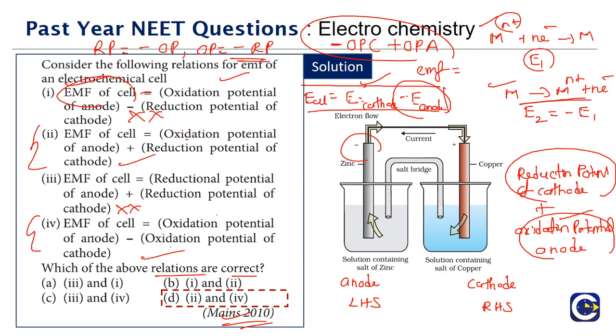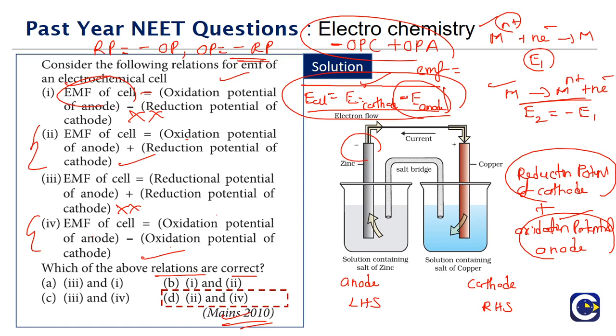So using that, what is our normal formula that we will use? E cell is equal to what? We always talk, as a standard convention, only in terms of the reduction potential values for any electrode. So reduction potential of the cathode minus reduction potential of the anode, that is the normal formula that we use for calculating the cell EMF.